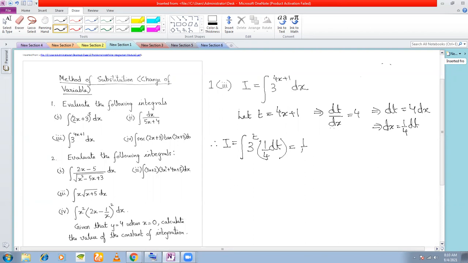So this is equal to 1/4 integral 3 to the power of t dt, which is equal to 1/4 times 3 to the power of t divided by log a, plus c. Now you put the value of t. t is 4x plus 1, so it is 3 to the power of 4x plus 1 divided by 4 log 3 plus c, and that's what we were getting that time.